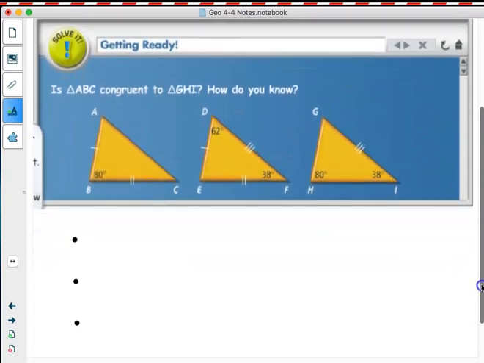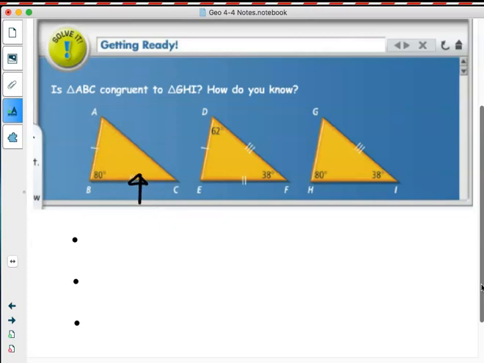So if we can bring this down, we can talk about this next problem. Is triangle ABC congruent to triangle GHI? And how do you know? Why don't you look it over, turn it off, look it over, and work through a formulation for yourself. Okay, welcome back.